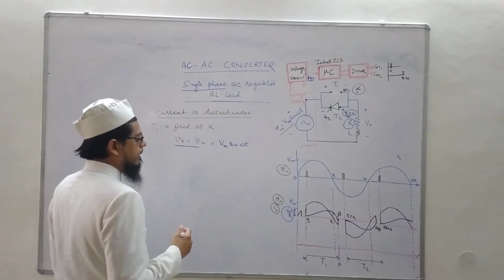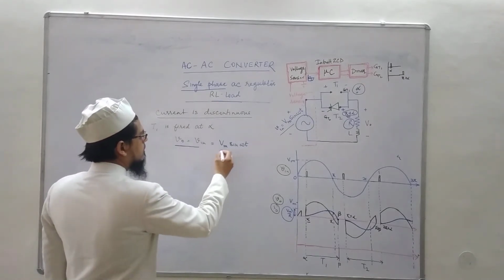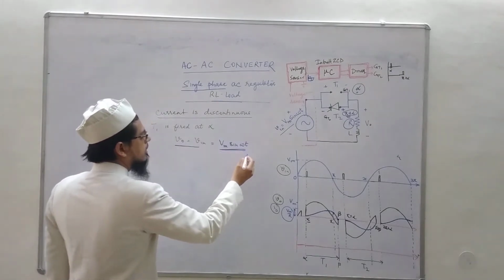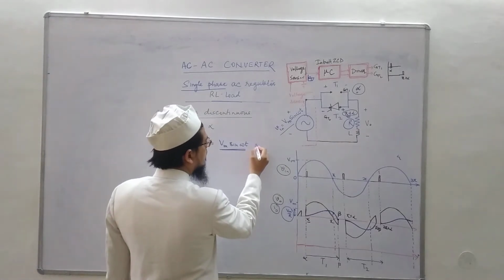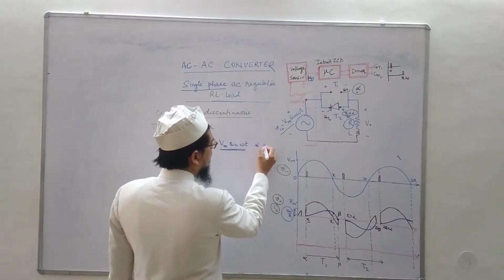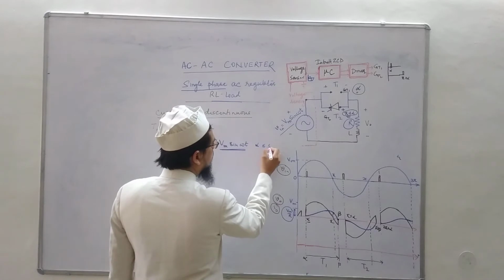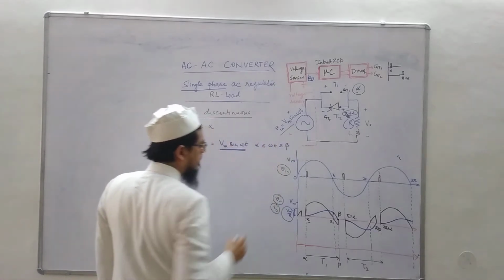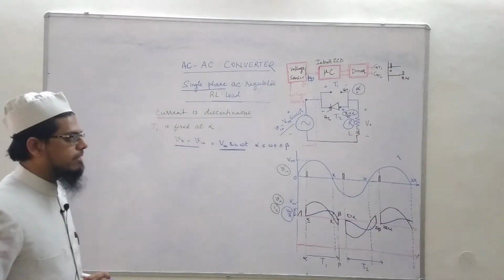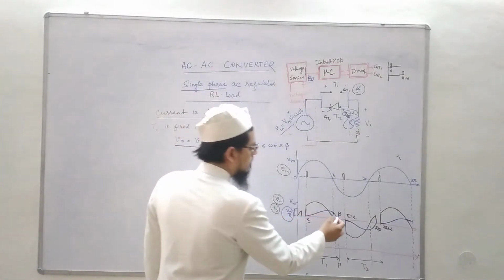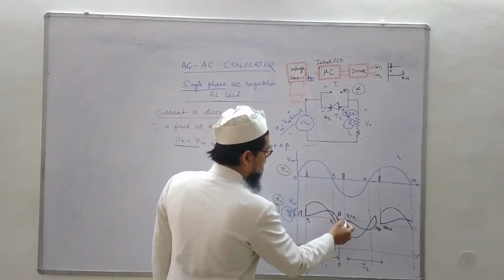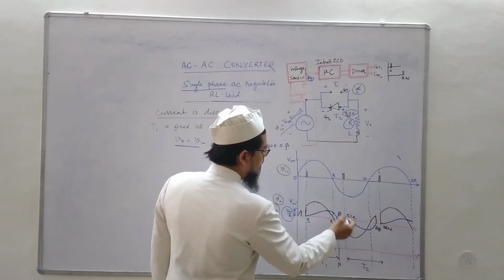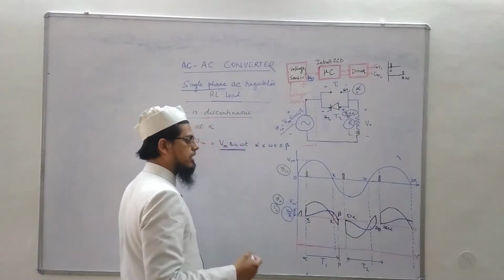So this is the voltage in the interval alpha is less than or equal to omega t is less than or equal to beta. And from beta to pi plus alpha, none of the SCRs will conduct.